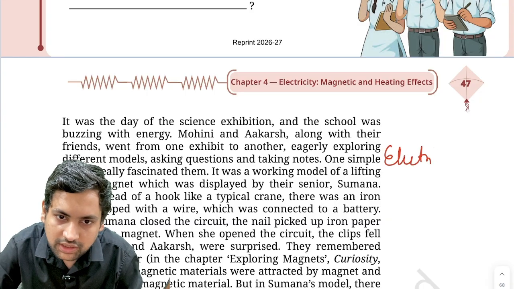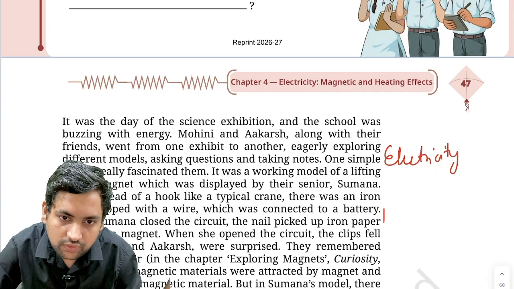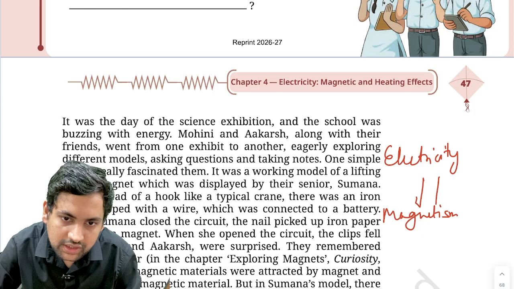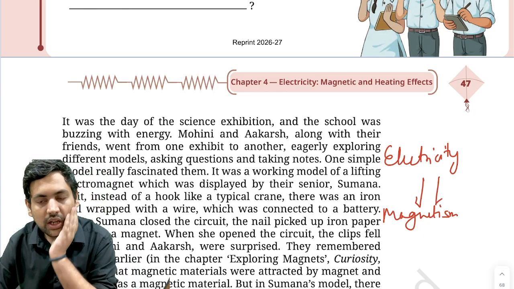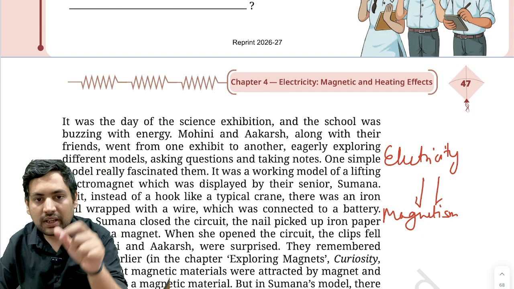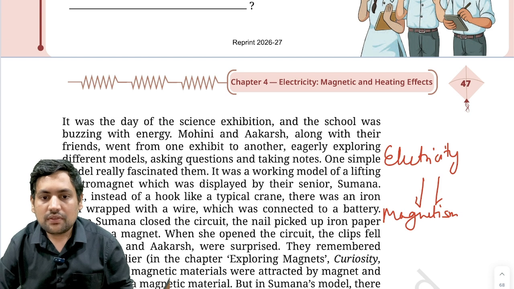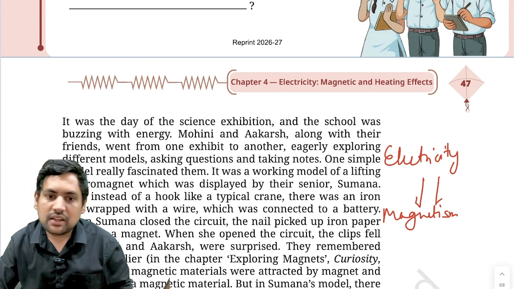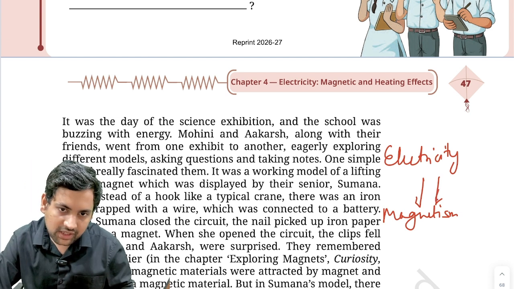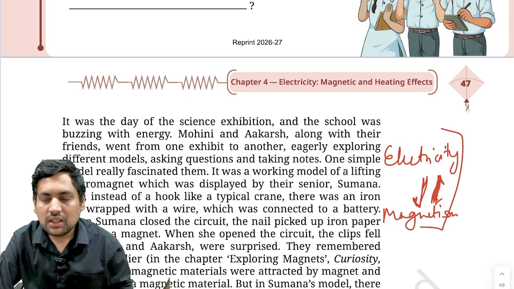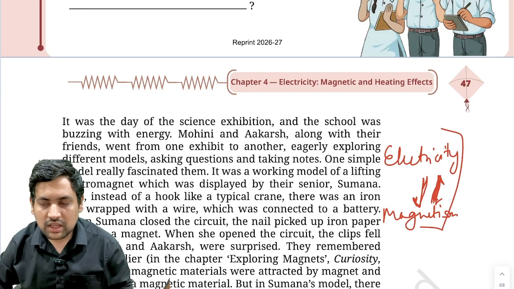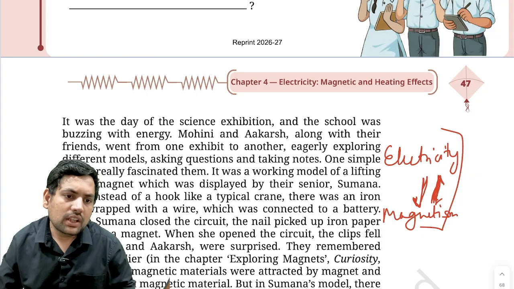See, electricity and magnetism, these are interrelated concepts. Now, through changing of electricity, we can create a magnetic field, and by changing a magnetic field, we can create electricity. Okay, we'll understand how it works, but in general, you can understand that these two are interconvertible in a way. Now, let's get started.